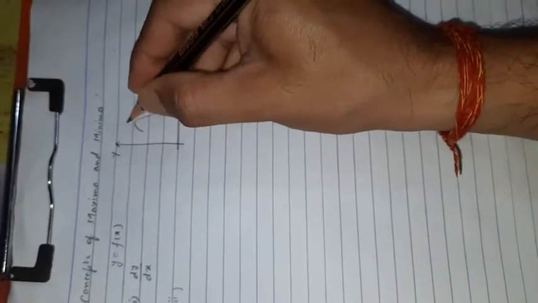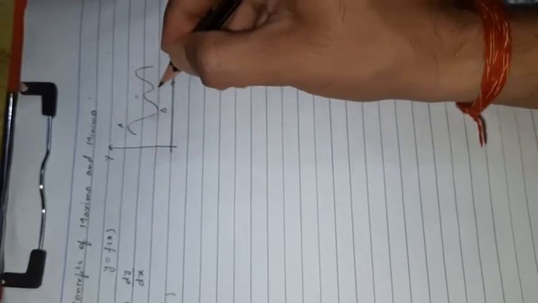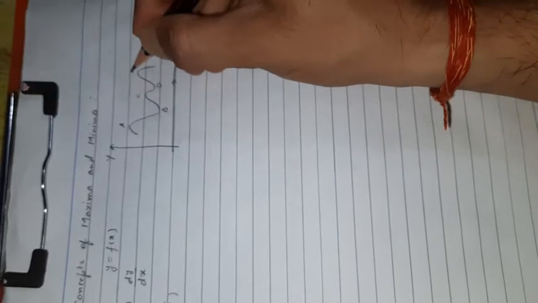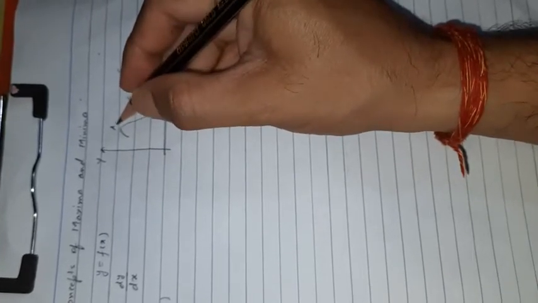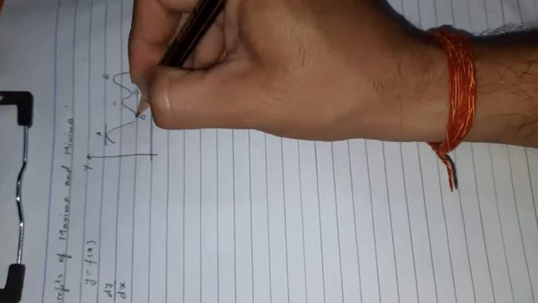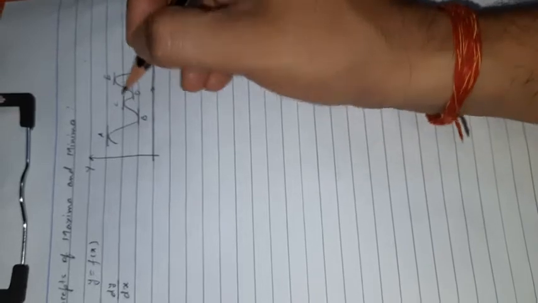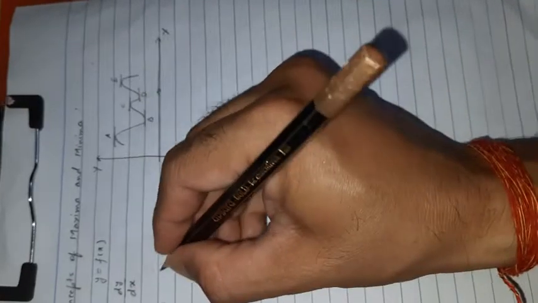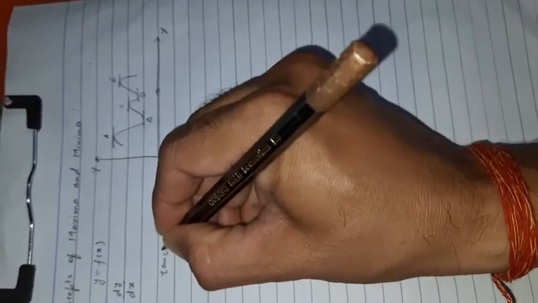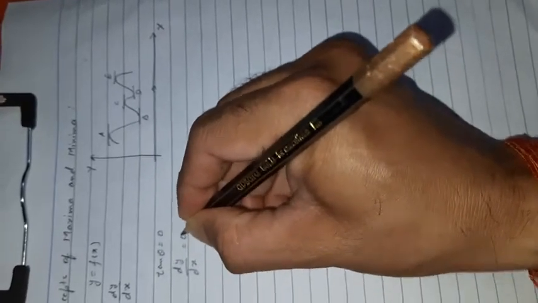Suppose this point is a, I am giving the name b, this is c, d and e. Now on these points a, b, c, d, e, I am going to draw a tangent. One tangent is here, another tangent here, here, here and here. This tangent is parallel to the x-axis. So that means tan theta is equal to 0. It means dy upon dx is equal to 0.